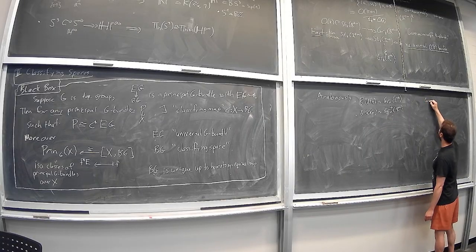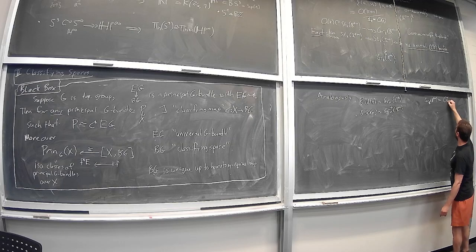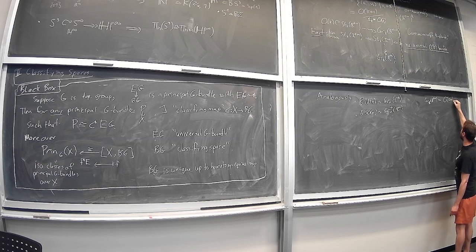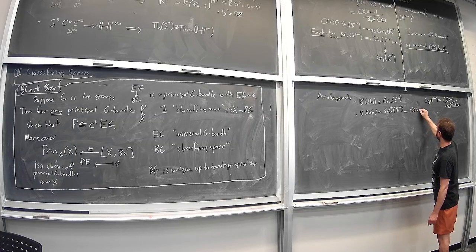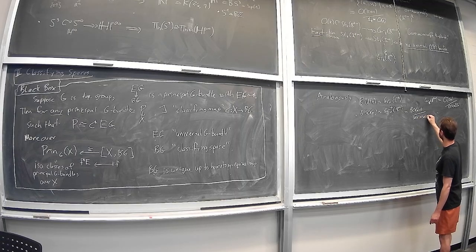Let's think about the construction. So in terms of constructing our space out of actions, we could have done this. So this space we also could have constructed as SO(n+k) modulo SO(k) cross SO(n).